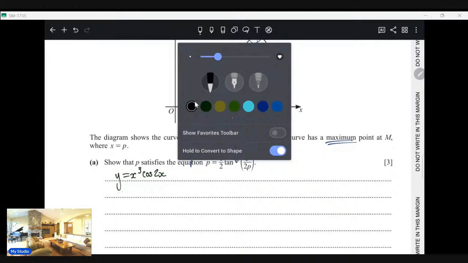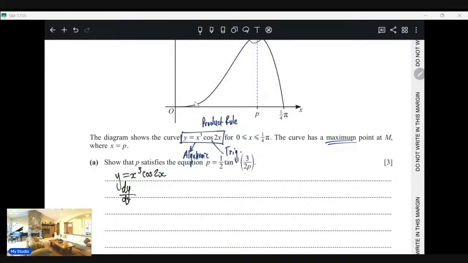So it's going to be dy dx. This is going to be equal to product rule, because they're multiplying. This becomes u, this becomes v. And when you do the product rule, what do you say? You say bring the second one, which is cos 2x. Then multiply by derivative of the first. Derivative of x cubed is 3x squared. Then bring the first one and multiply by derivative of the second one.